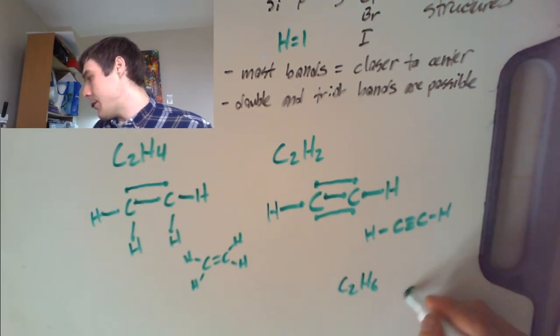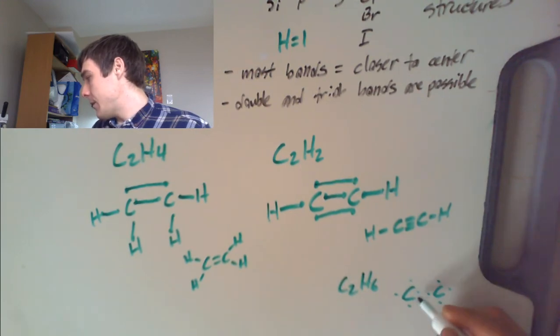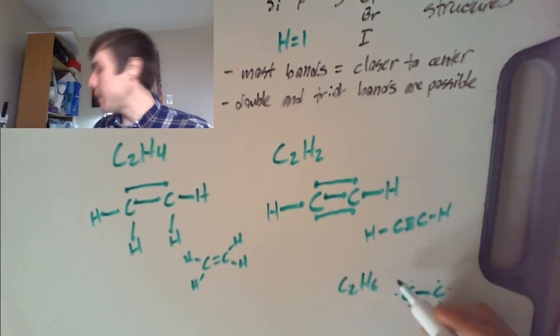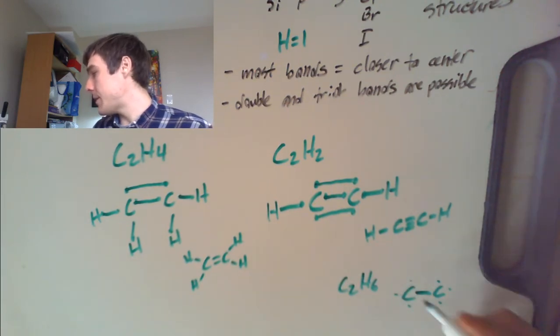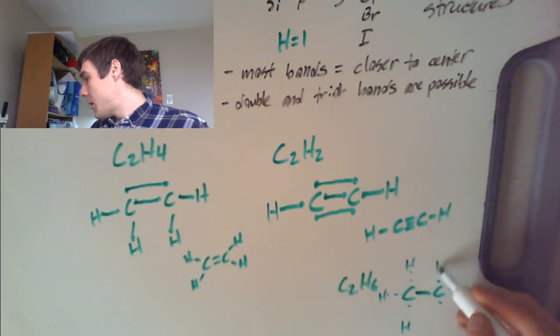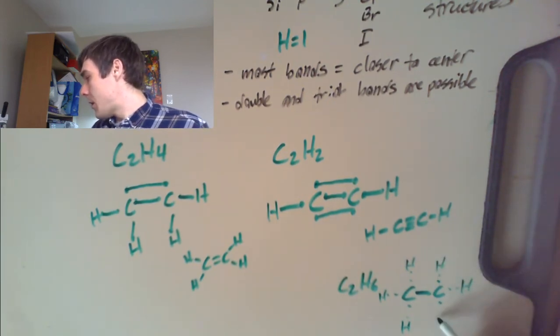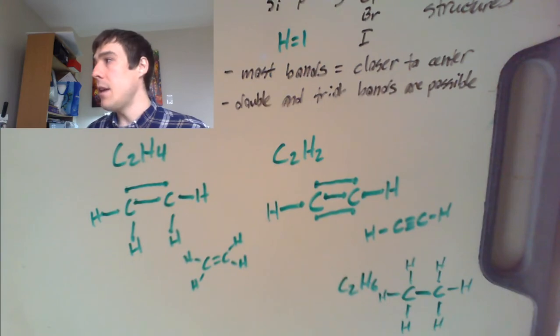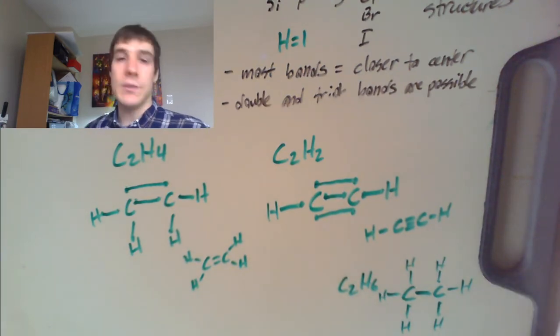Which, 2 carbons. Each carbon has 4 valence electrons. It wants to make 4 bonds. It'll bond with itself. We have 6 hydrogens to spread out, and we have 6 spots. 1, 2, 3, 4, 5, 6. So, kind of obvious. The carbons are single bonded, and there's 6 hydrogens just spreading out. That's ethane. And that would be how you draw the structure of ethane.